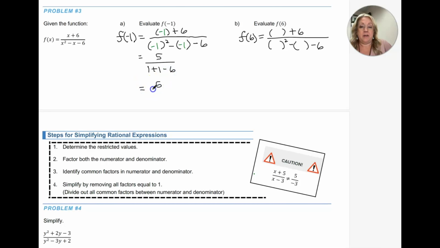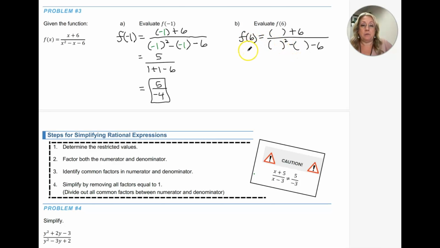So that gives us 5 over 1 plus 1 is 2 minus 6 is negative 4. So f of negative 1 is negative 5/4. So you won't always come up with a whole number answer, especially on these types that have fractions in them. To start off with, they could end up with fractions in their answer. All right, let's take a look at the next one.